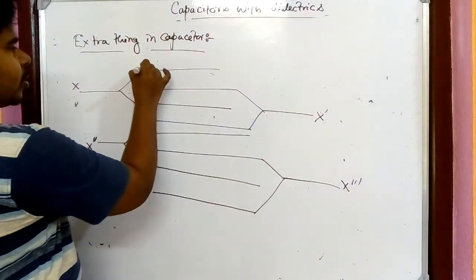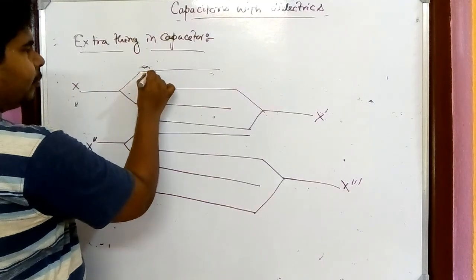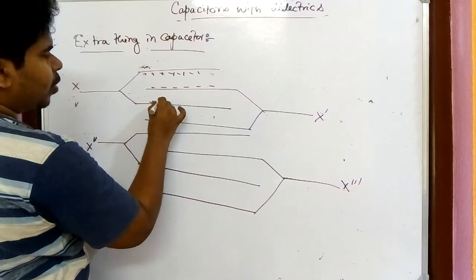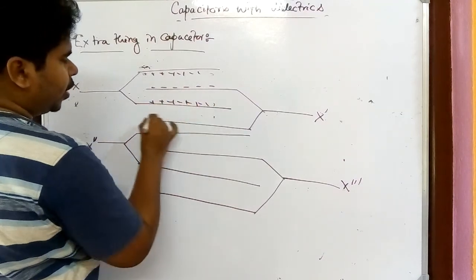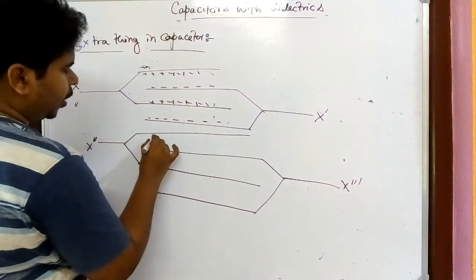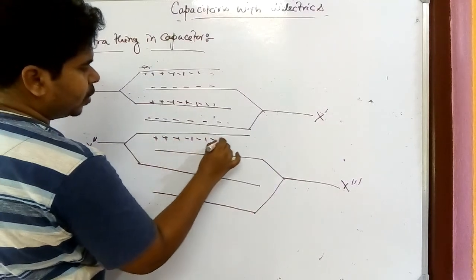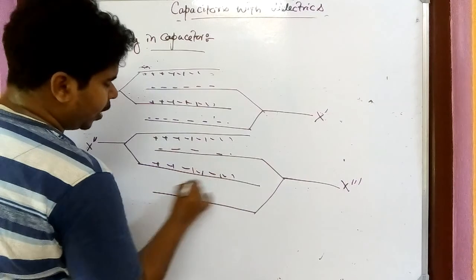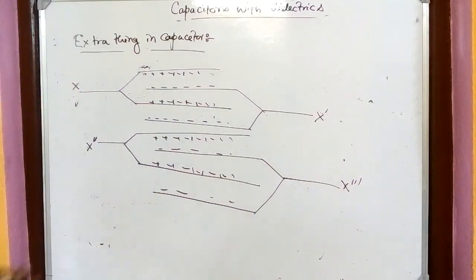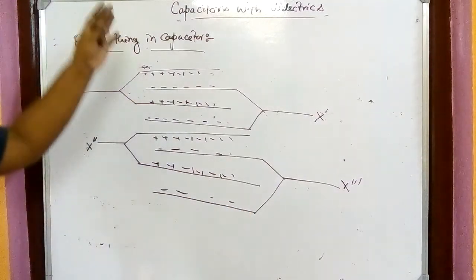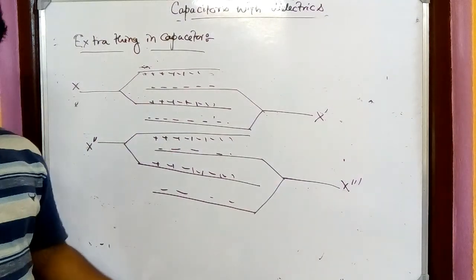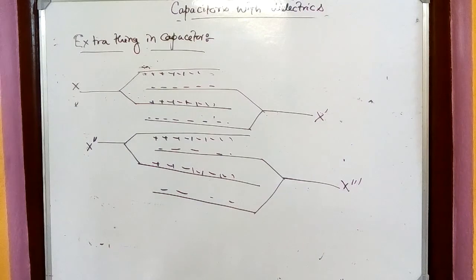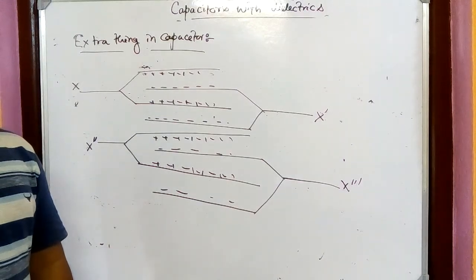So here it is positive, definitely. This is negative, it is positive, it is negative, it is positive, it is negative, it is positive, and it is negative. So here we have taken a series of parallel plate capacitors. Okay, so in this case what will be the capacitance?